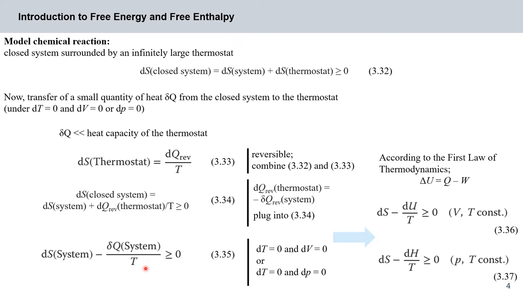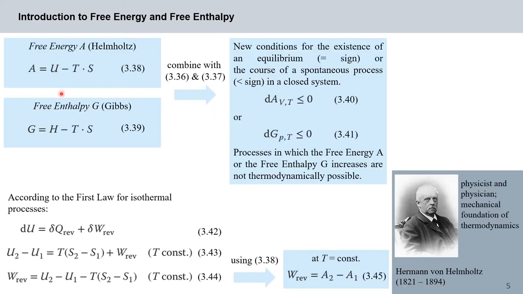So if we just plug this in, we get dS minus dU over T is larger or equal to zero, at volume and temperature being constant. Or alternatively, if we keep pressure and temperature constant, we get dS minus dH over T is larger or equal to zero. So this looks overall like a good model for a chemical reactor. So let's try to work with this. Let's now introduce two new functions: the Helmholtz free energy, A equals U minus TS, and the Gibbs free enthalpy G, with G equals H minus TS.